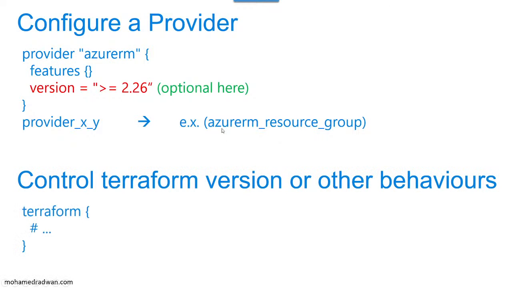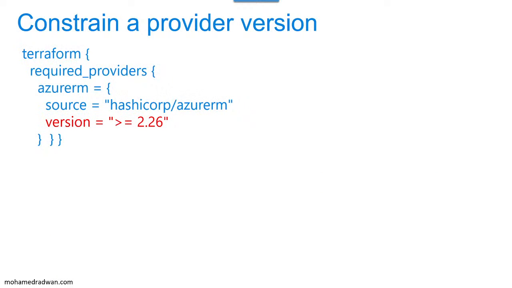Control Terraform version or other behavior. Don't be confused between the version of the plugin or the provider and the version of Terraform. If you want to control the Terraform version or behavior of Terraform, you change that in the terraform block. Constrain a provider version: if you want to put a constraint on the provider version, you also put the constraint here in the terraform block.